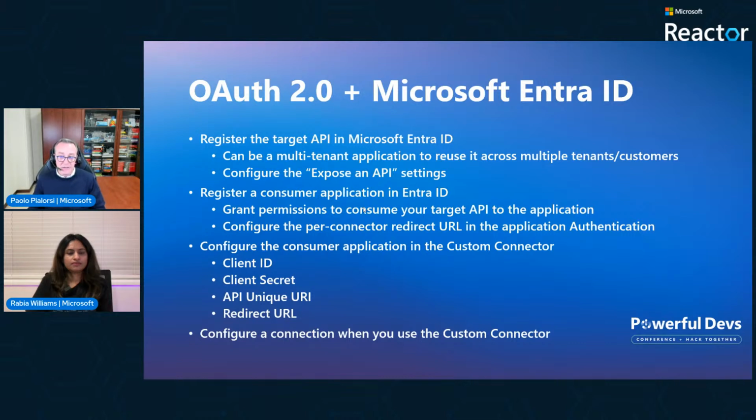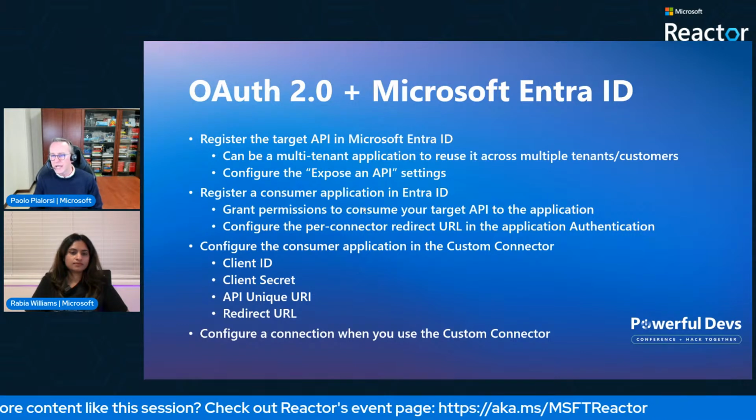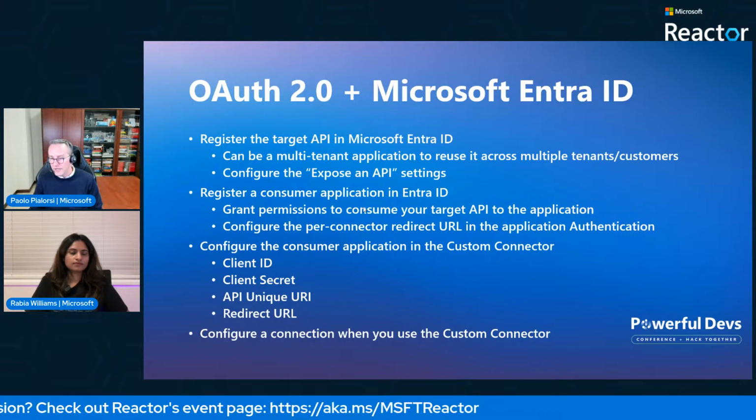One for the API itself, and in that registration, we are going to declare what APIs we are going to expose and what permission scopes are needed to consume those APIs. And then we need to register another application, which will be the consumer application, which we will use inside the connector configuration to consume our custom API. And as before, while configuring the custom connector, we will need a client ID, a client secret, the unique URI of the API that we want to consume, and again, the redirect URL generated on the fly by the Power Platform Connector when we register the security settings.